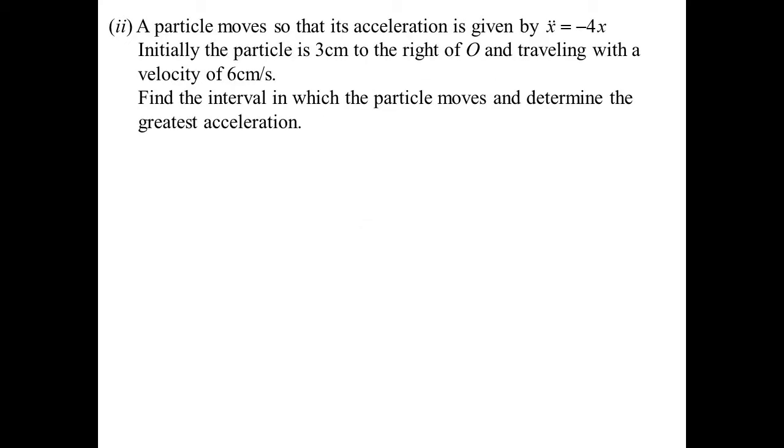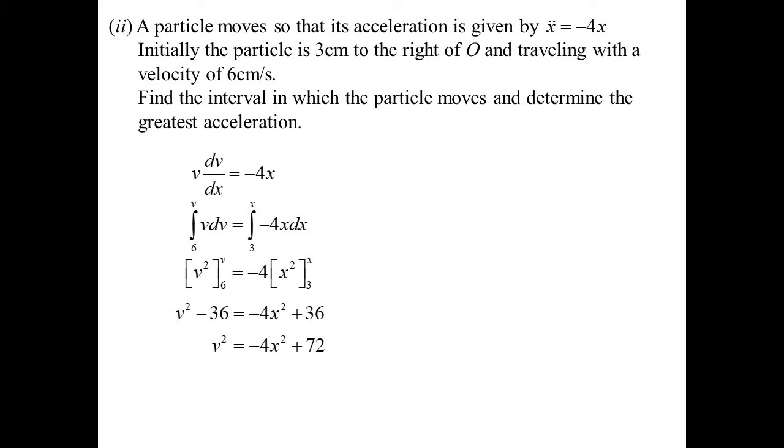Well, let's see one that goes back the other way. So acceleration is minus 4x. Again, let's find the interval. All right, v dv/dx. Separate the variables. Sub in the initial conditions. We've got, there it is, x equals 3, v equals 6. Integrate, and there we have our v squared formula. Well, we know v squared has to be greater than or equal to 0, therefore x is in between minus 3 root 2 and plus 3 root 2.